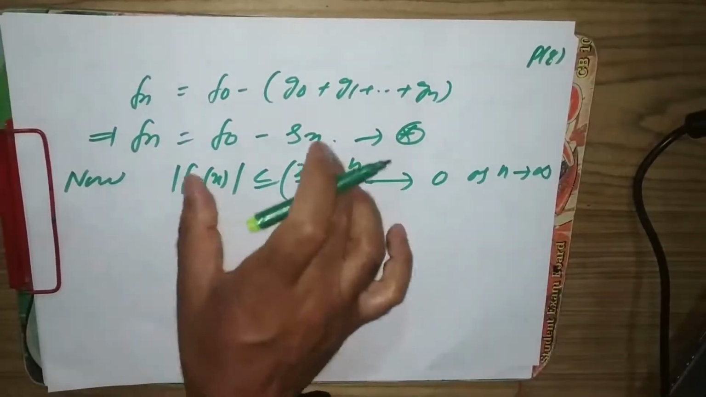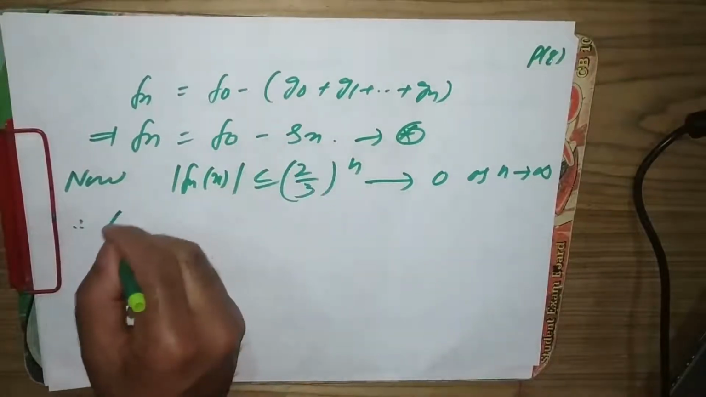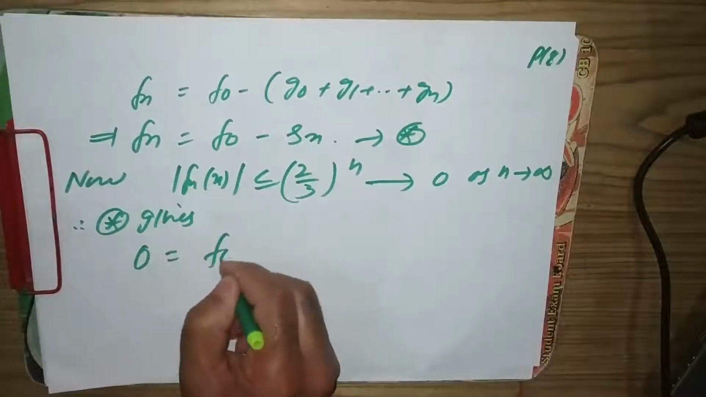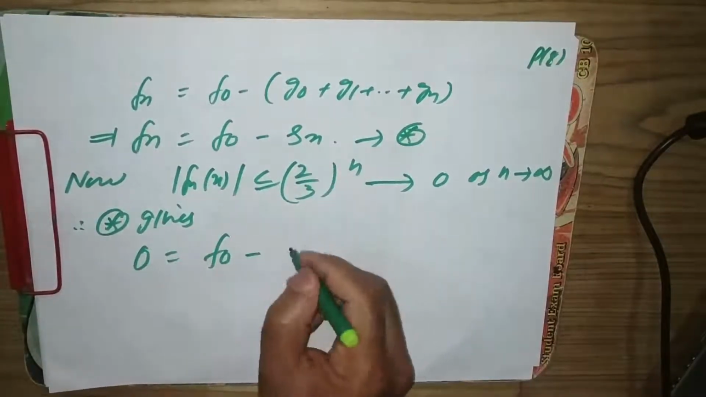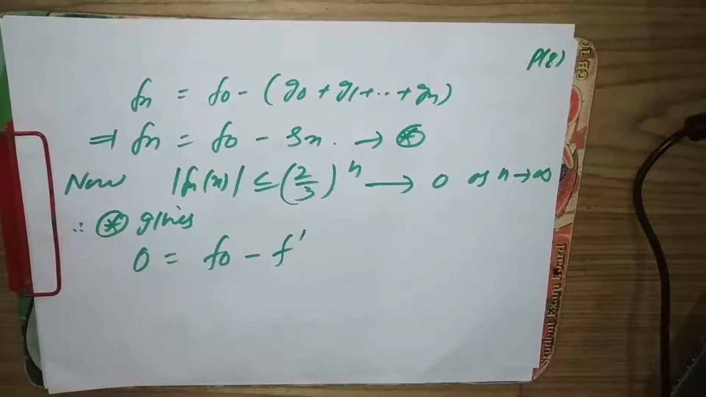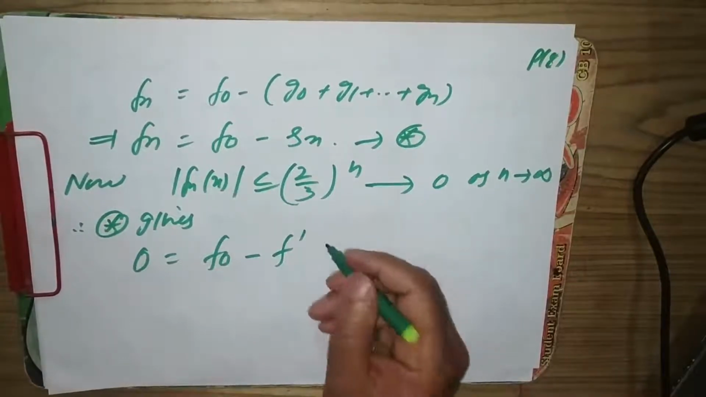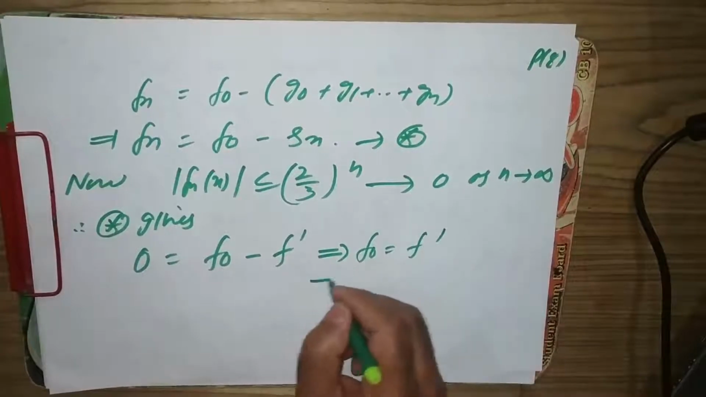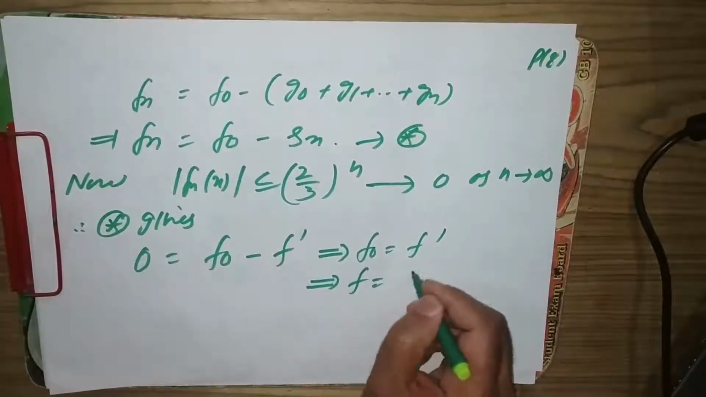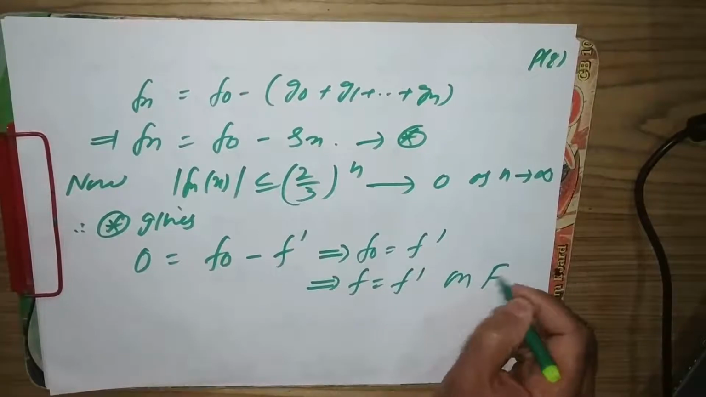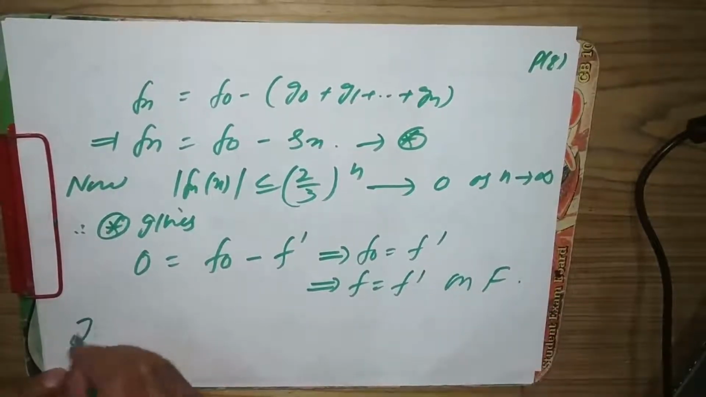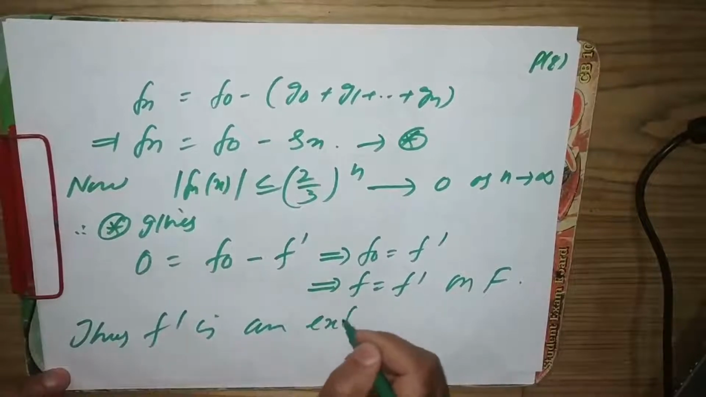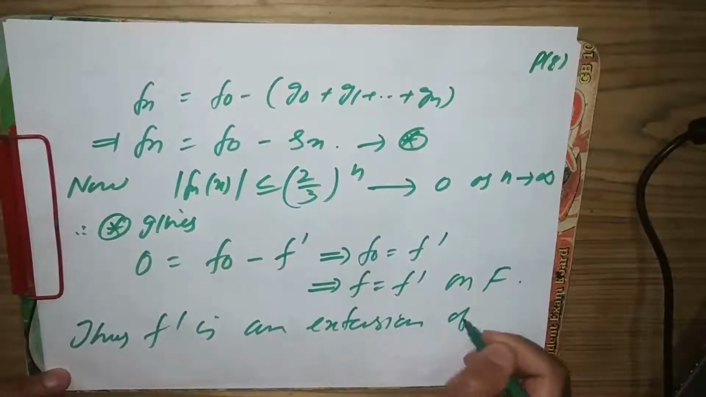So applying the limit here, star gives 0 equal to f_0 minus f', which implies f_0 is equal to f'. But what's f_0 actually? f_0 is f. So f is equal to f' on the domain of f. Thus f' is an extension of f.